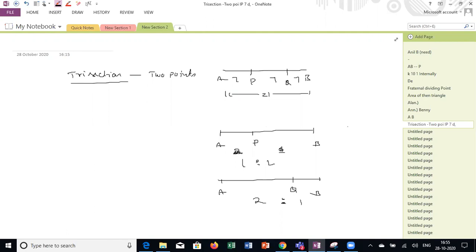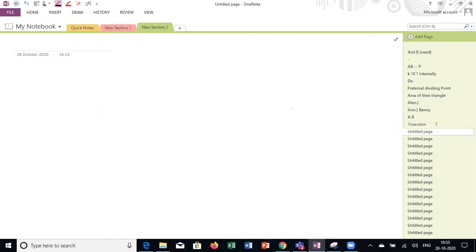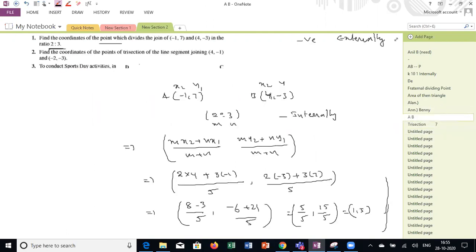So according to the given question, this is point A, this is point B. Apply the section formula: find P, which is dividing in a 2:1 ratio, and find Q, which is dividing in a 1:2 ratio. So the P point and Q point are called trisection points. Find the coordinates of the points of trisection. P and Q will divide the line joining 4, -1 and -2, 3 into a trisection. So find out the P and Q points.